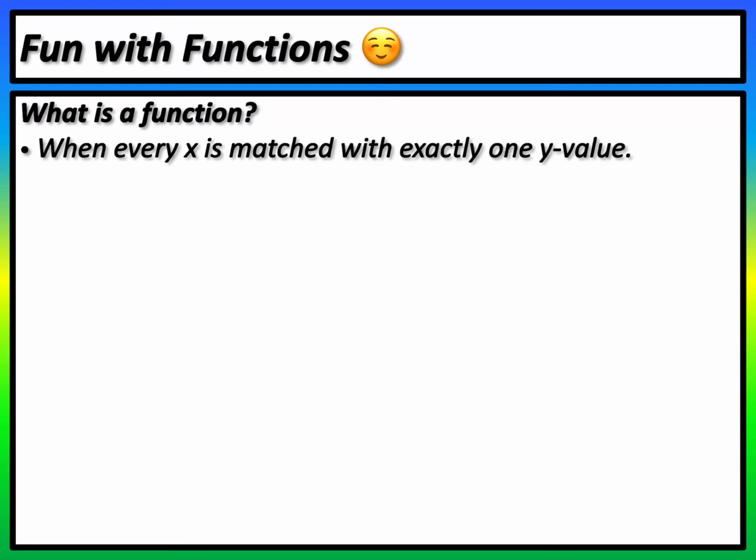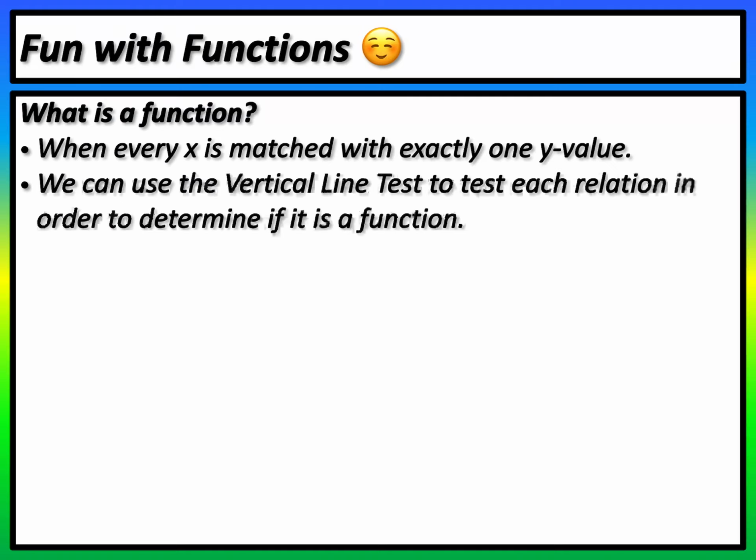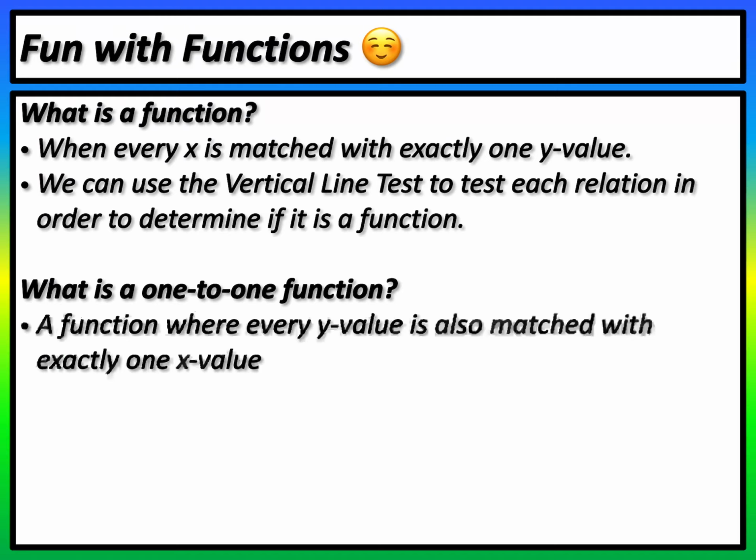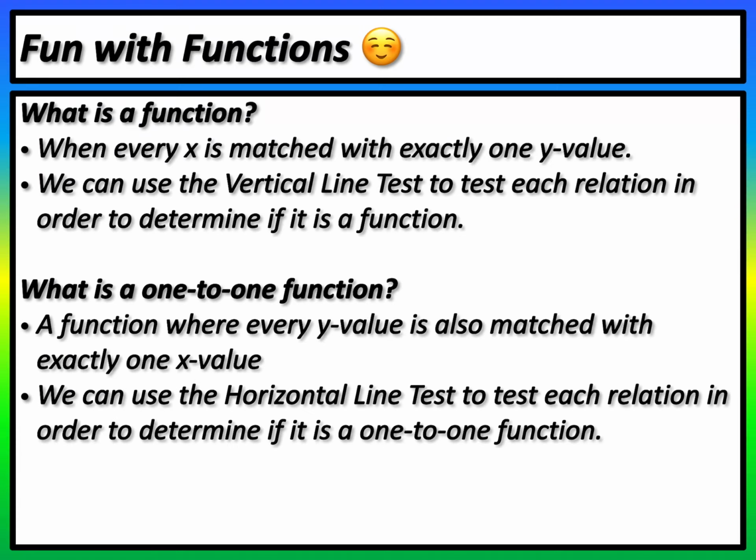We know that a function means that every x value is matched with one y value, and we can use the vertical line test to determine if a relation is a function. The other thing that we're going to need is one-to-one. A function where every y value is matched to one x means that it is one-to-one. Remember, in a function none of your x values repeat, and if your y values also do not repeat, then it becomes a function and one-to-one.